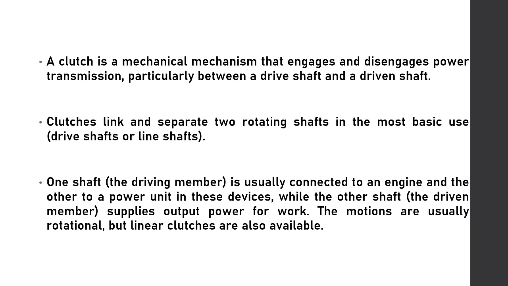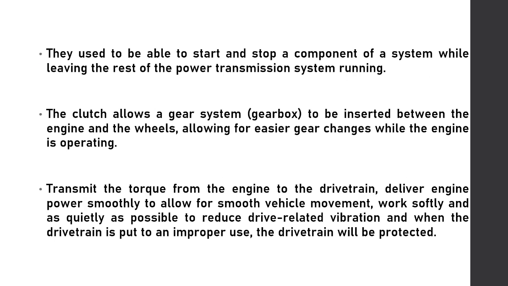The motion is usually rotational, but linear clutches are also available. They are used to start and stop a component of a system while leaving the rest of the power transmission system running. The clutch allows a gear system, gearbox, to be inserted between the engine and the wheels, allowing for easier gear change while the engine is operating.